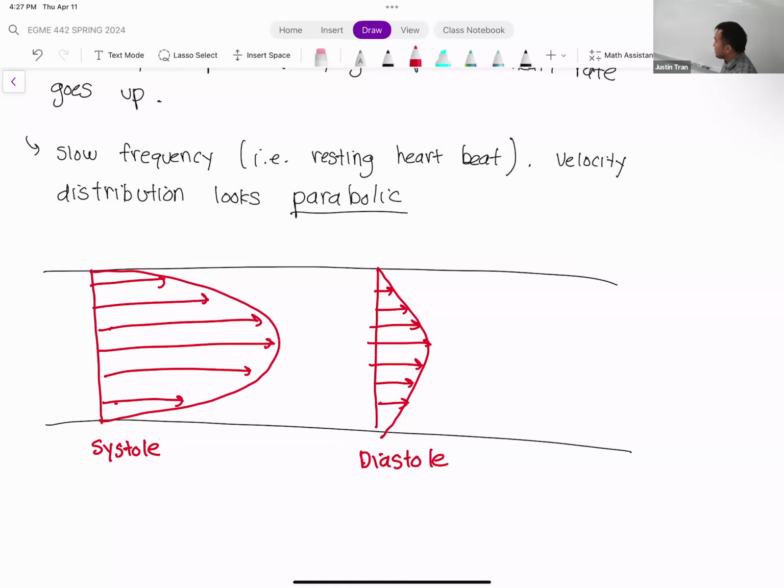Whereas in diastole, when the heart is relaxing, then the flow rate is not so much. And so the size of the parabola is going to go down, but it still basically tries to maintain that parabolic shape. Okay. But basically, your velocity distribution is kind of fluctuating between big parabola, small parabola, big parabola, small parabola. Okay? And that's when your heart rate is relatively slow. Good question?